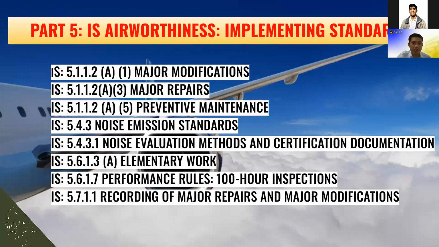These are the insights about PICAR Part 5 airworthiness implementing standard. Number 1 is major modification, major repair, preventive maintenance, noise emission standards, noise evaluation method and certification, documentation, elementary work, performance rules, 100-hour inspection, recording of major repair and major modification. For more detailed information about PICAR Part 5 and its implementing standards, you can visit the CAA website.